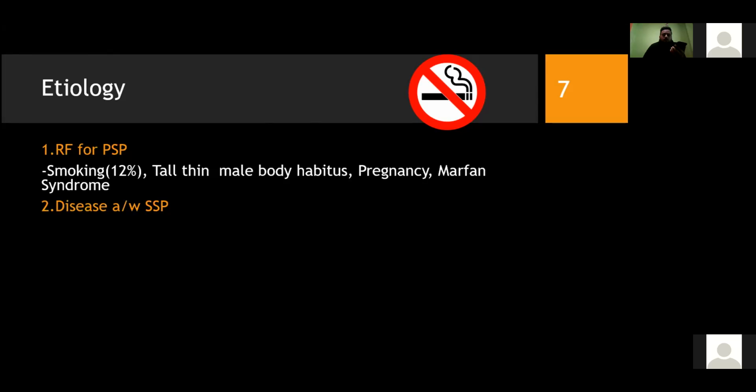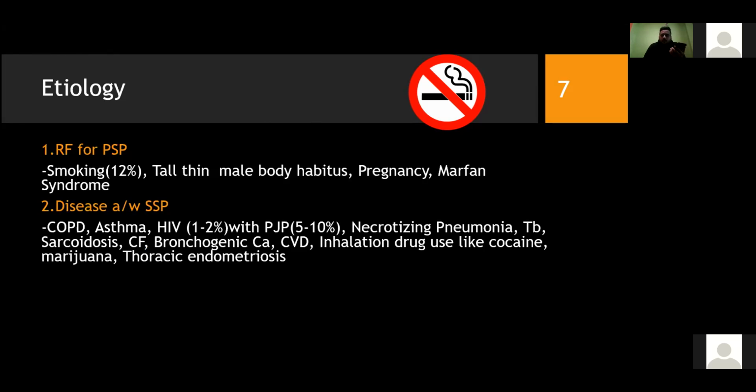Some risk factors are associated with secondary spontaneous pneumothorax. The diseases most commonly associated are COPD, asthma, necrotizing pneumonia, and HIV infection, particularly with Pneumocystis jirovecii infection, and also other connective tissue disorders, cystic fibrosis, bronchogenic carcinoma, and inhalation drug use like cocaine users.